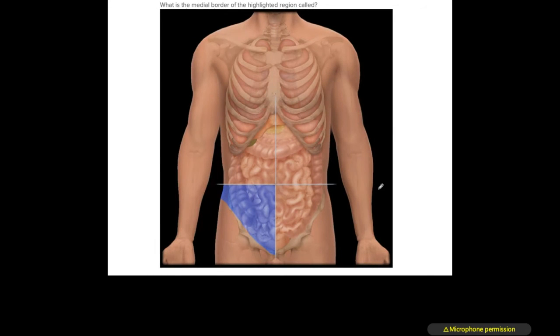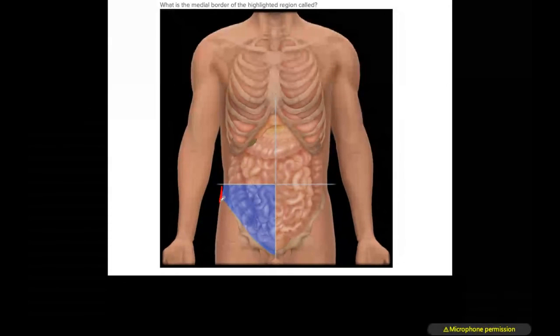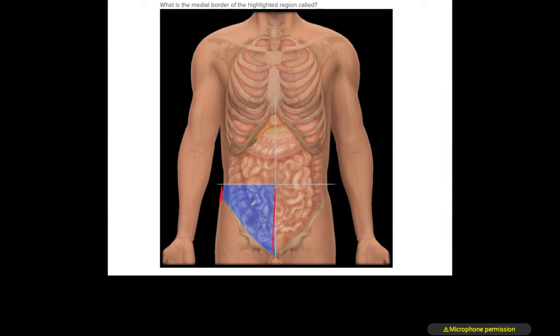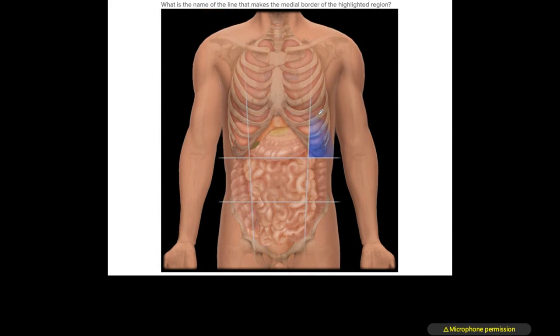Okay, now, this is tricky. Some people may jump and go, oh, right lower quadrant. But it's asking here, what is the medial border of the highlighted region? So here's the highlighted region. This is lateral. This is medial. This is superior. And this is inferior. So it's asking about the medial border. So what is this? This happens to be mid-sagittal. This is a mid-sagittal plane right here. It separates into an equal right and left half.